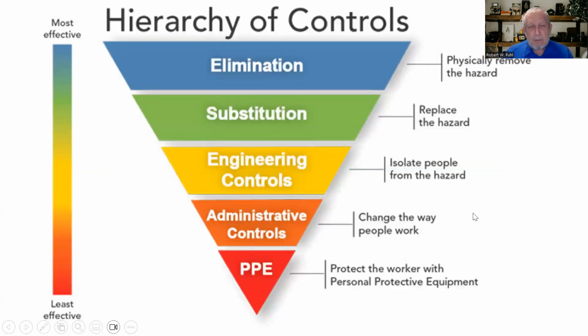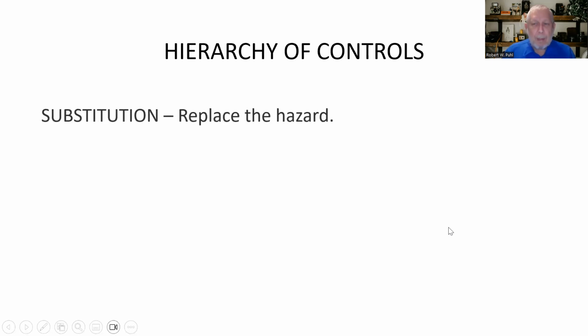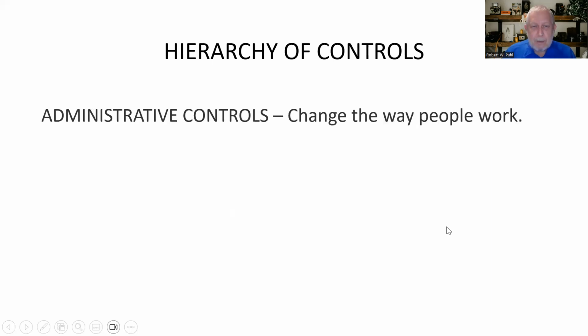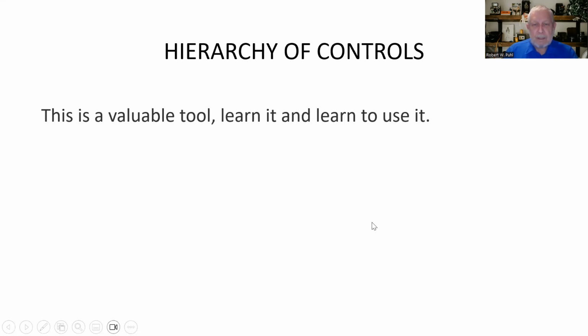Again, there's your hierarchy of controls. Elimination, physically remove the hazard. Substitution, replace the hazard. Engineering, isolate people from the hazard. Administrative, change the way people work. PPE, protect the people with personal protective equipment. This is a valuable tool. Learn it and learn to use it.